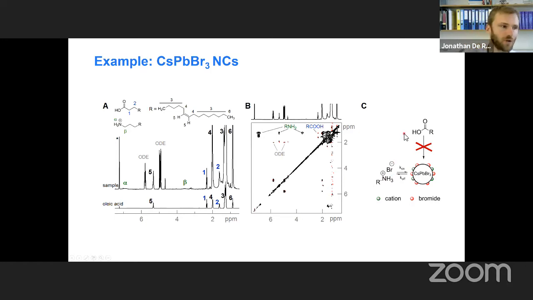Now, for the people saying, oh, oleic acid can interact with cesium lead bromide, yes, true. If you add more oleylamine, then it becomes again an ion pair, and then it can bind to the nanocrystal surface, but not under its acidic form.